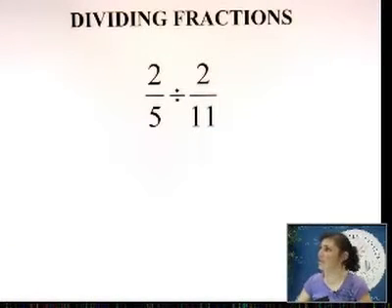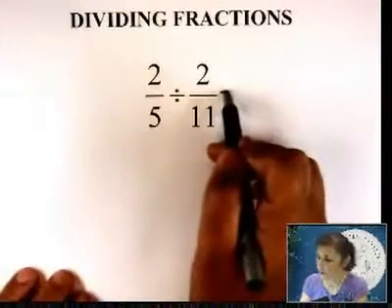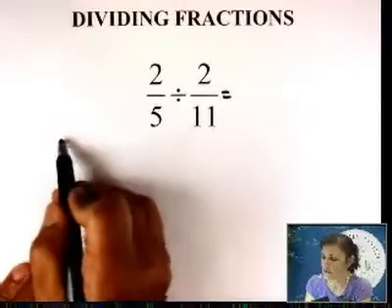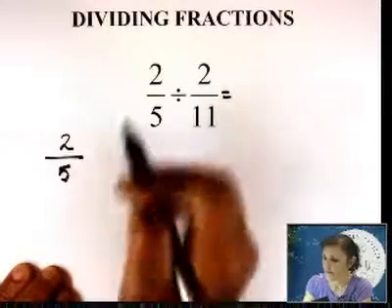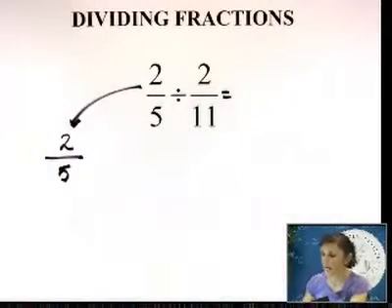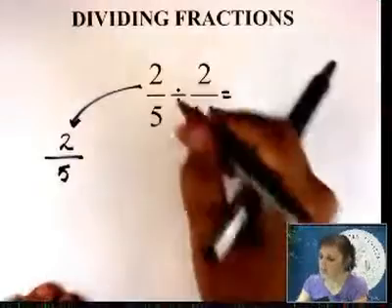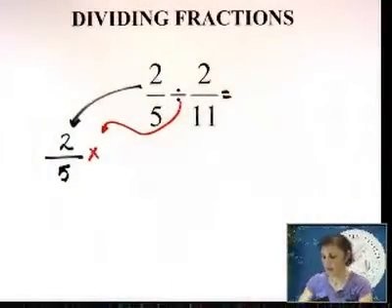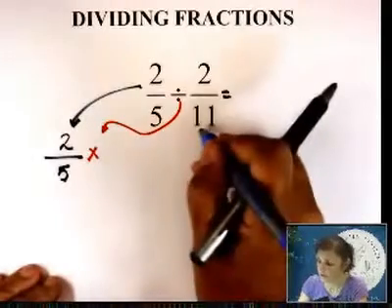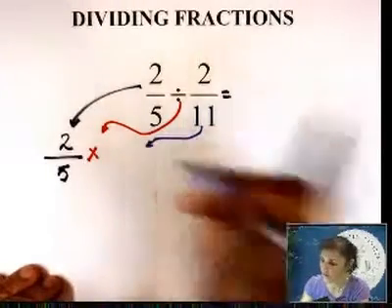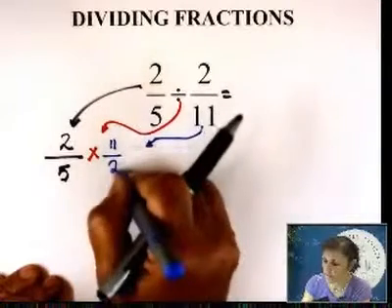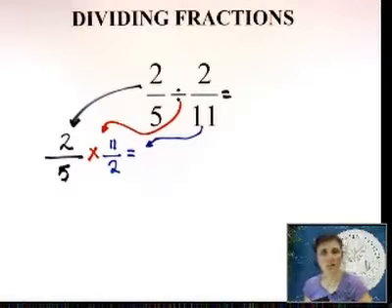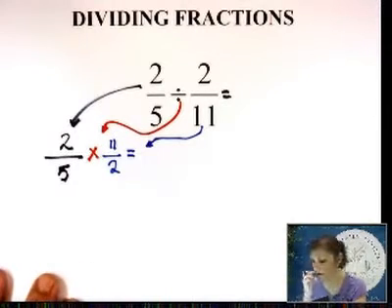When you have a fraction division, the dividend needs to stay as is. Then you change the division into a multiplication. Then you take the reciprocal of the divisor. Switch them around. Then you can do your multiplication just like we were doing in the previous video.